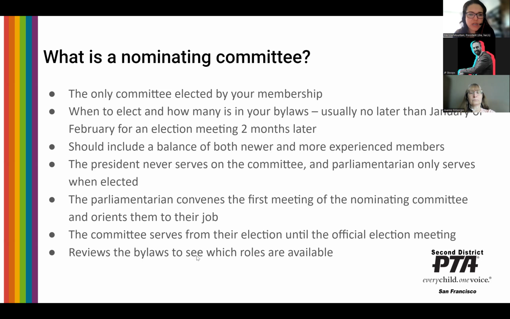And use the bylaws to see, of course, you have to know which roles you're recruiting for, so you want to be really familiar with those bylaws.